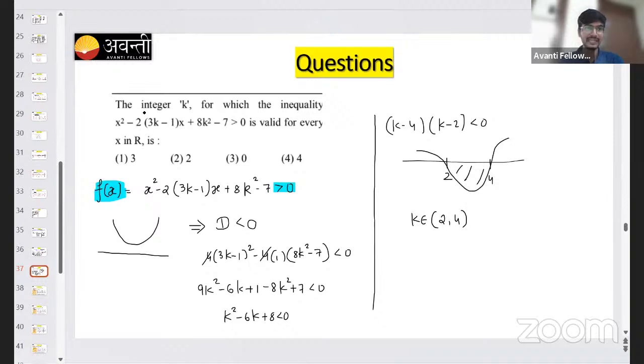मुझे क्या फाइंड करना है? इंटीजर k. सो 2 और 4 के बीच में इंटीजर क्या आता है? 3. That means k equals to 3. Option A, this is my answer. सिंपल. k की वैल्यू क्या आ गई? 3. So these question I personally very much like these two topics.